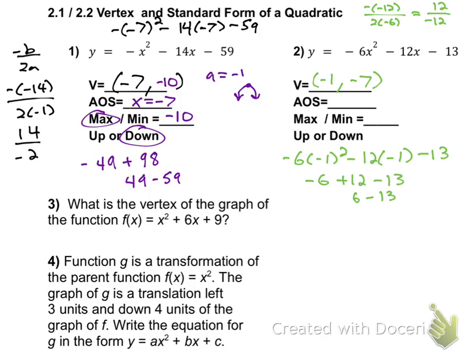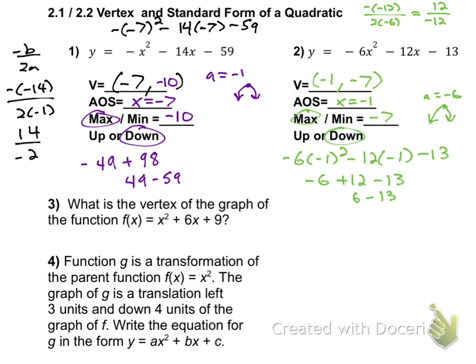All right, so my axis of symmetry is x, the h of the vertex, x equals negative 1. Again, a here is negative 6, so it's going down. We have a maximum again, going down, maximum of negative 7.